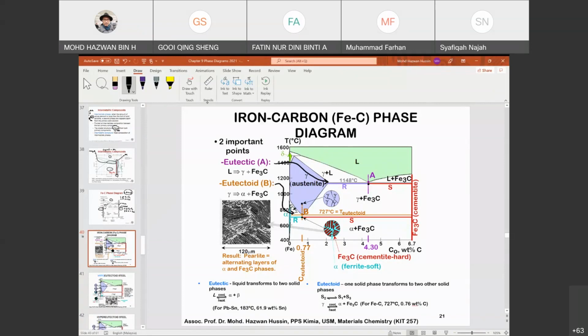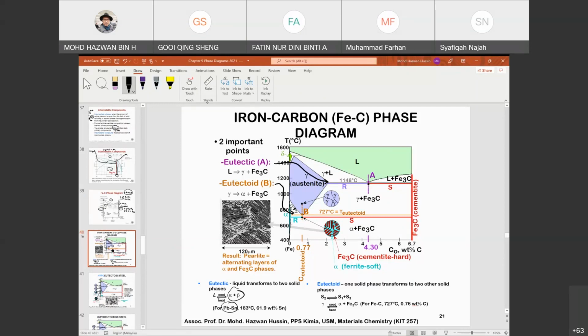Again, for the eutectic reaction, it means that you have one liquid that when it solidifies, it forms two solids. Meanwhile, for eutectoid, it means that you have one solid that when it cools and solidifies, it forms another two solids. Okay, right. So eutectic, liquid transforms into two solids. Eutectoid, one solid phase transforms to another two solid phases. So this is actually what I have mentioned to you guys earlier lah. Okay, so for alpha beta, this is actually the example that we are looking at for PbSn. Example, kita pakai PbSn.